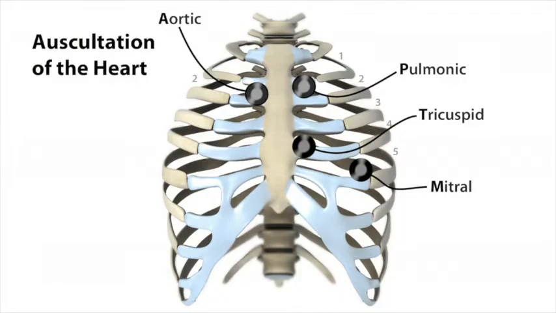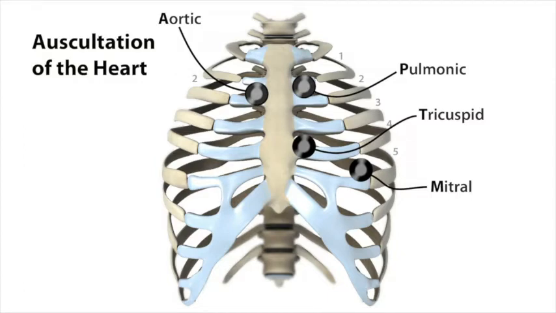So if a valve does not close completely, perhaps due to a ruptured papillary muscle or a defect in one of the cusps, the sound of the blood being forced through the orifice of an incompetent valve may be detected as a murmur. So by placing the stethoscope at different points on the thoracic wall, the sounds produced by each individual valve may be detected. This process is known as auscultation of the heart valves.